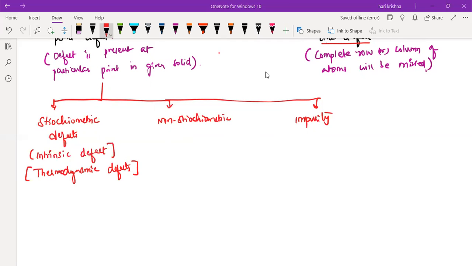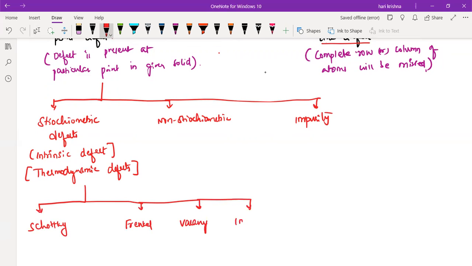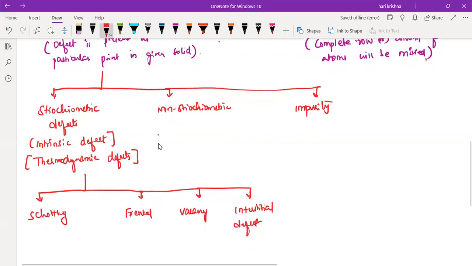Okay. So again, the stoichiometric defect has four different types. One is the Schottky defect. The next one is the Frenkel defect. Next one, vacancy. And the last one is the interstitial defect. So again, these are the four classifications in the stoichiometric defect: Schottky, Frenkel, vacancy, and the interstitial defect.